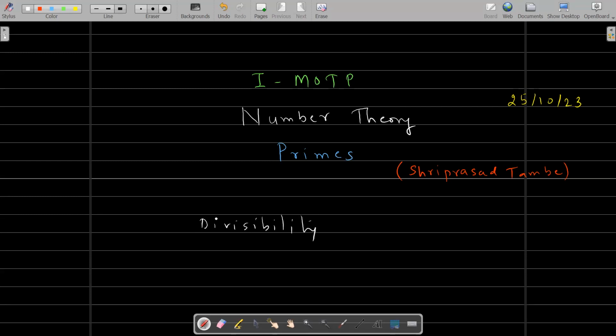And what are the definitions? Some number d, which is non-zero, divides number n. This was our symbol. If n is equal to d times some integer q, right? In that case, we say d is a divisor of n. So two sure divisors of a natural number n are 1 and n itself. They are always divisors.